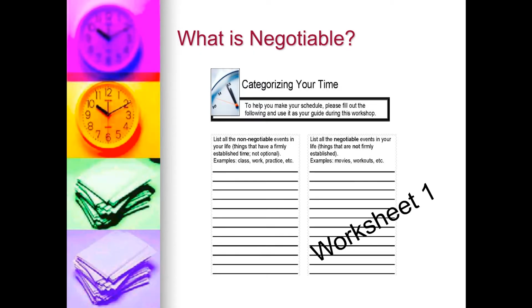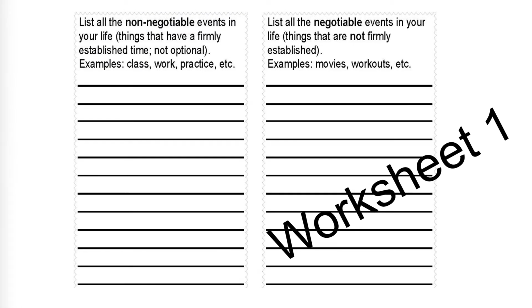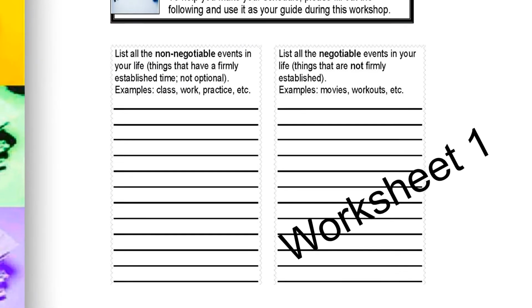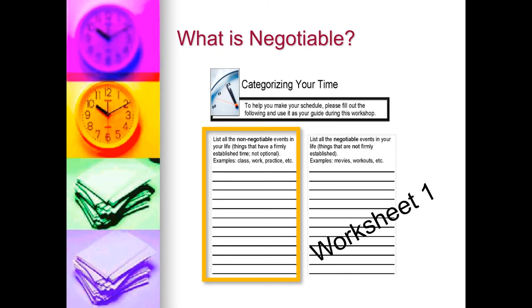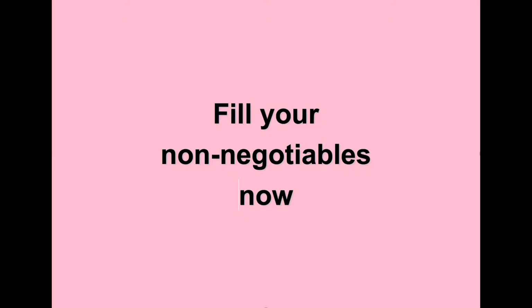Worksheet 1, entitled Categorizing Your Time, should take you no more than 30 seconds. Here we divide our time in 2 compartments, non-negotiable events and negotiable events. In our first column, non-negotiables, I want you to list all the events in your life that have a firmly established time, meaning you can't control when it happens and you need to be there.